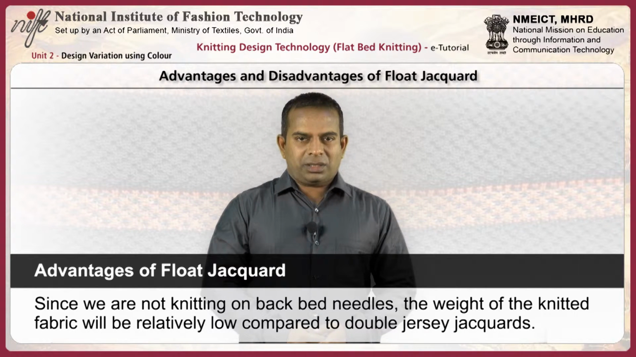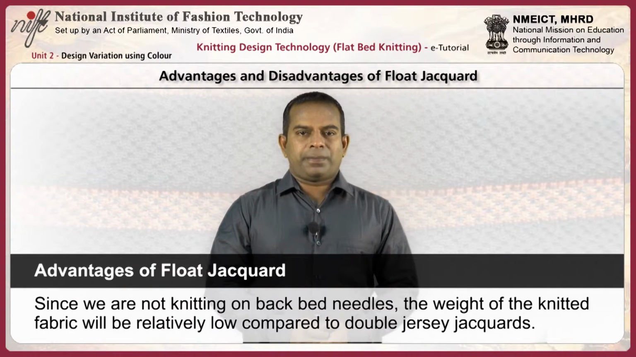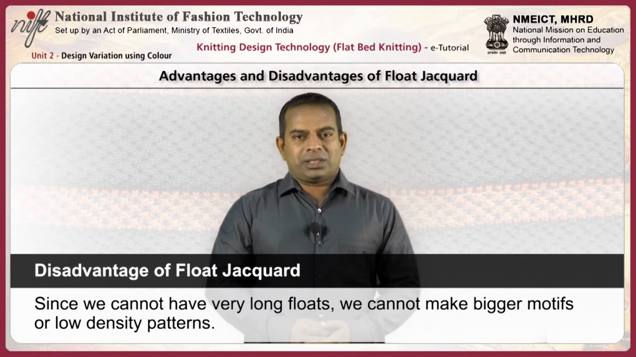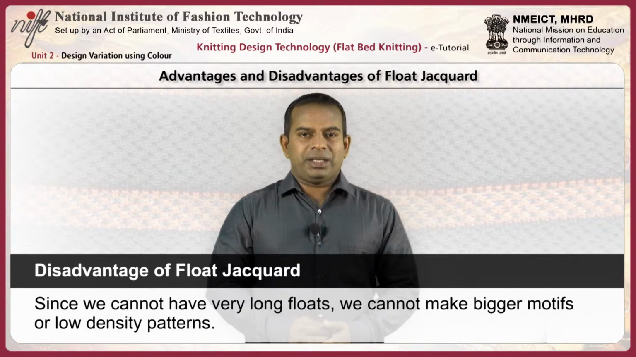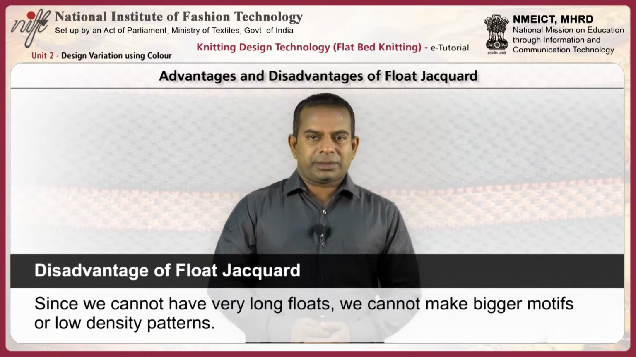Advantages of float Jacquard: since we are not knitting on back bed needles, the weight of the knitted fabric will be relatively low compared to the double jersey Jacquard. Disadvantages of float Jacquard: since we cannot have very long floats, we cannot make bigger motifs or low density patterns.